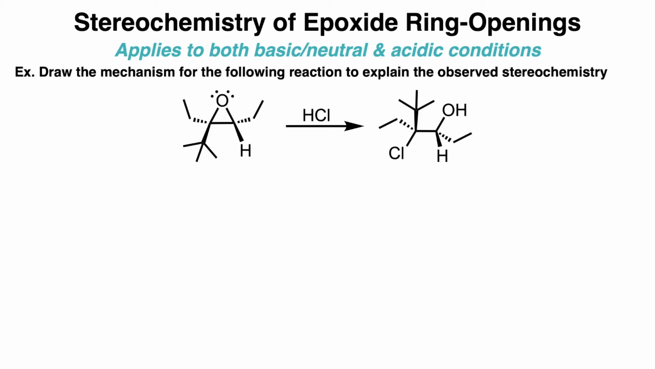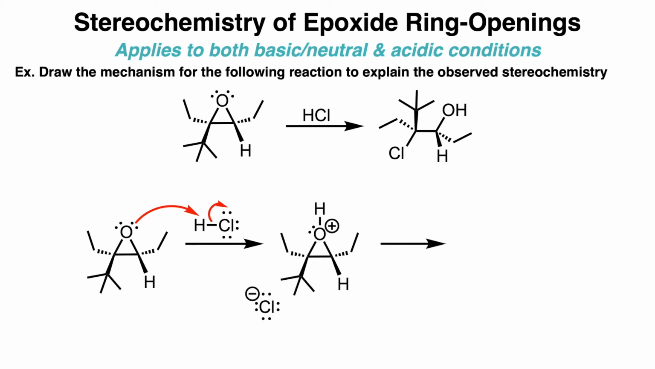In this example, this epoxide is reacting with HCl to form the following secondary alcohol. Since it is reacting under acidic conditions, we're going to follow that specific mechanism. The first step is that the epoxide oxygen atom will get protonated by HCl. Then in the second step, Cl- will attack the more substituted side of the epoxide. Since it is attacking a chiral center, we have to invert its stereochemistry. So to do this, we're going to switch the positions of the wedged tert-butyl group with the dashed ethyl group.